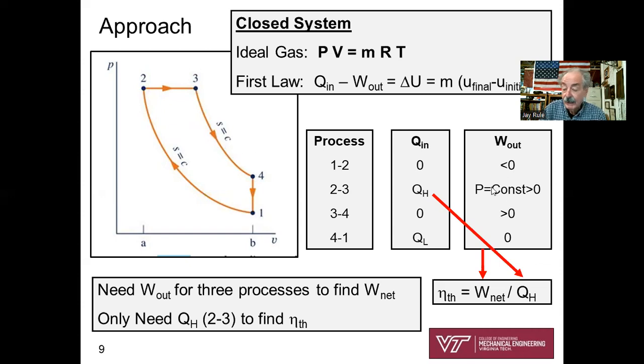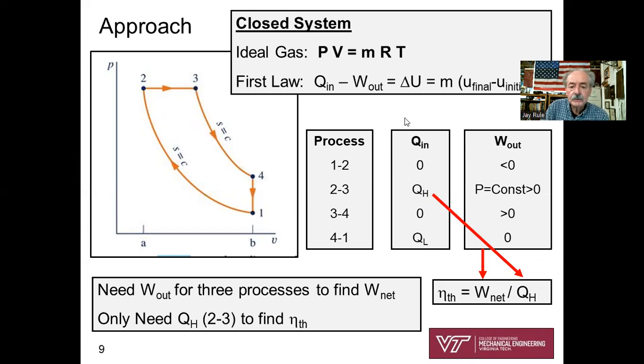Okay. So I've sort of set things up. 1 to 2, W out is a negative number. 2 to 3, W out is a positive number and easy. The work out 2 to 3, easy. 3 to 4, a little tougher, but positive. And then 4 to 1, what's the work done 4 to 1? 0. Okay. So we're set up.